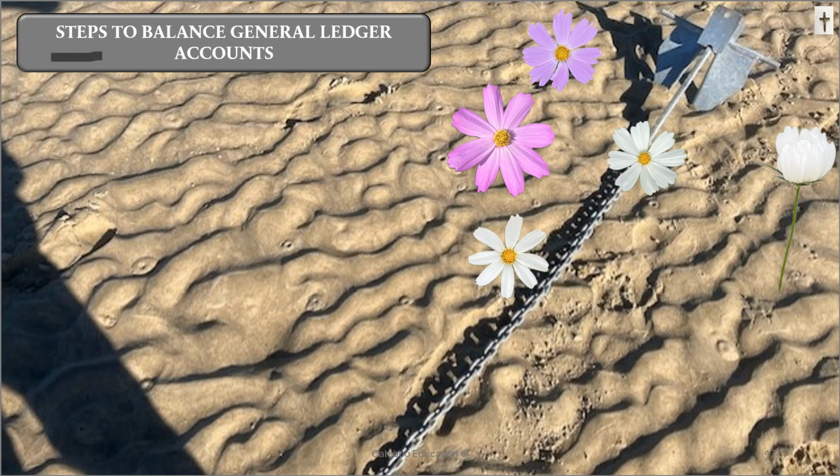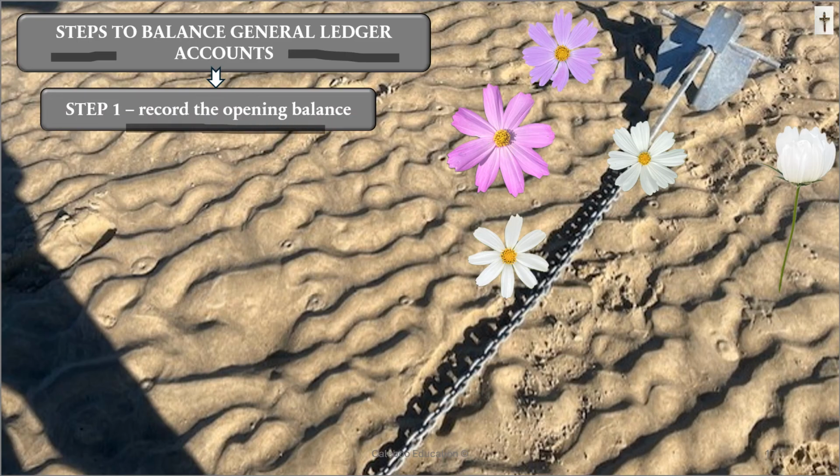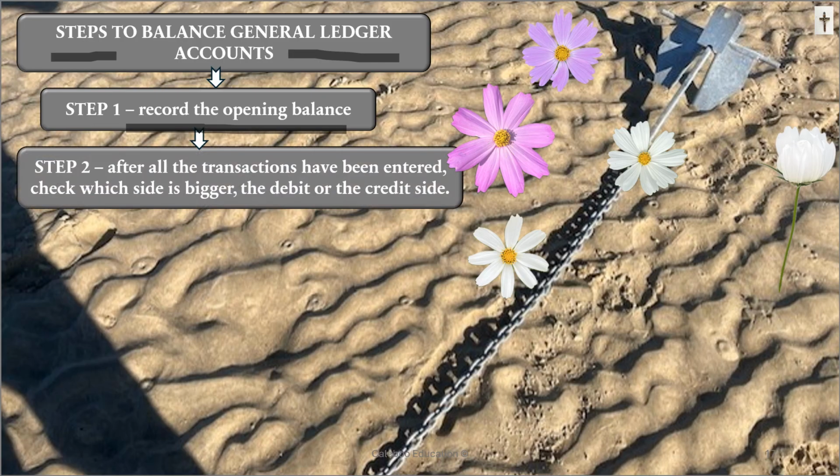And now we're going to have a look at steps to balance general ledger accounts. Step 1. Record the opening balance. I'm going to demonstrate how to balance a few general ledger accounts in a moment. But step 1, record the opening balance. Step 2. After all the transactions have been entered from those journals that I just showed you, you need to check, is the debit side or the credit side bigger?